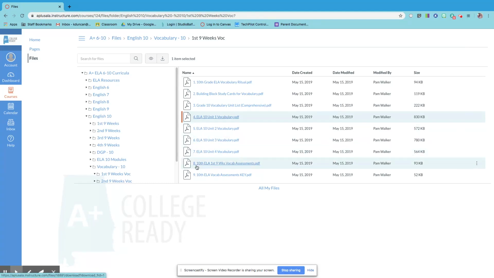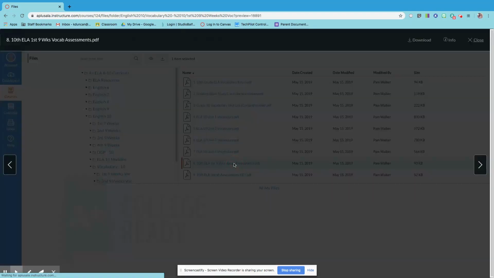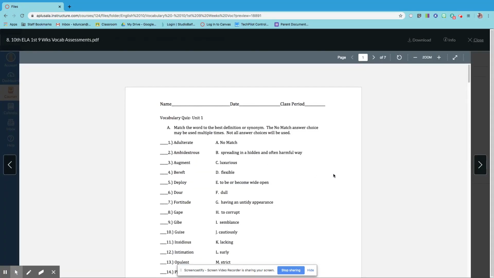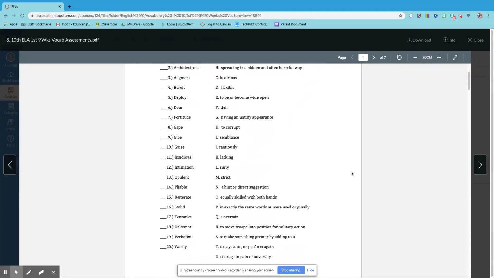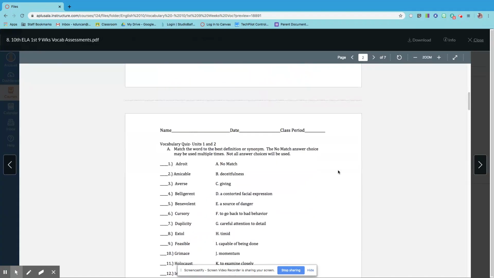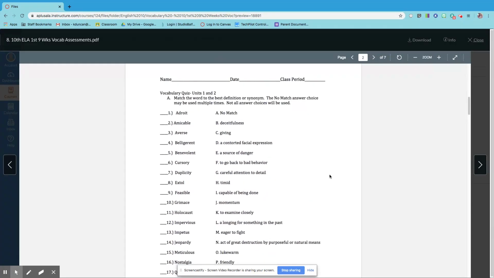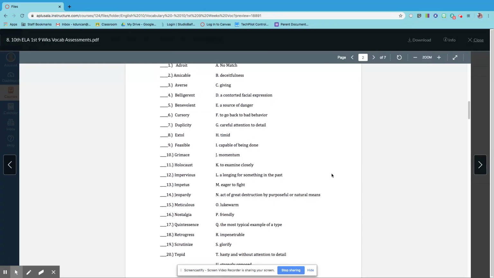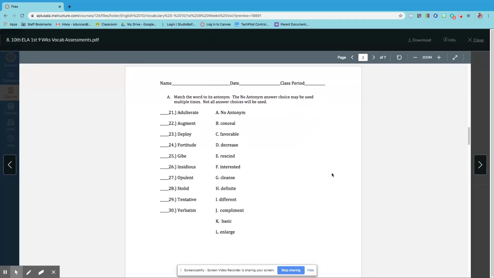After the presentations, file number 8 says ELA First 9 Weeks Vocabulary Assessments. These are all of the assessments completed following the guidelines in the vocabulary ritual. All assessments are completed for all 9 weeks. However, teachers may create their own assessments if they choose.